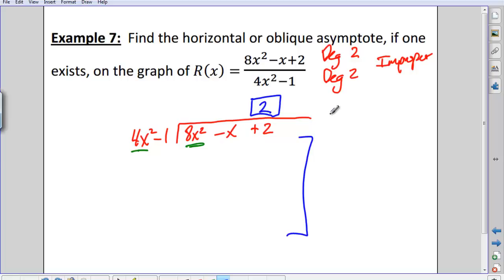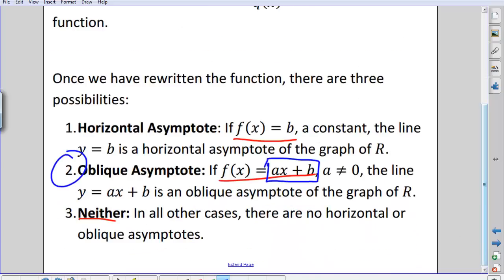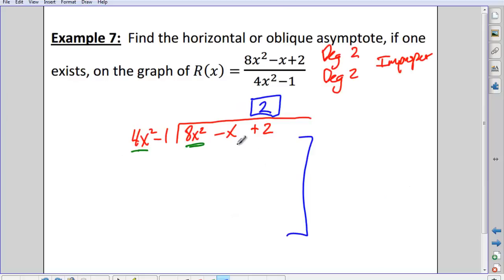We just need to classify that. Is that a horizontal asymptote, an oblique asymptote, or is that neither? Okay, going back to our notes, if we get a constant term, that top piece is just a single number, that's a horizontal asymptote. So y equals 2 is a horizontal asymptote.